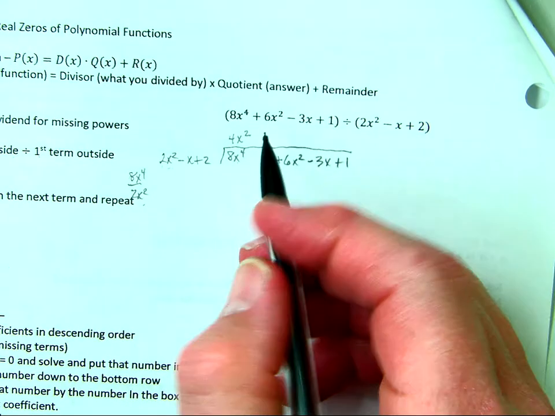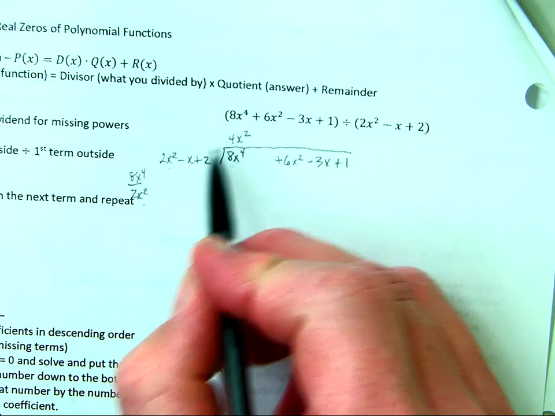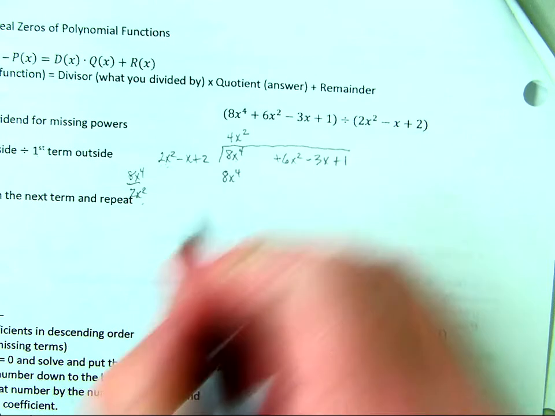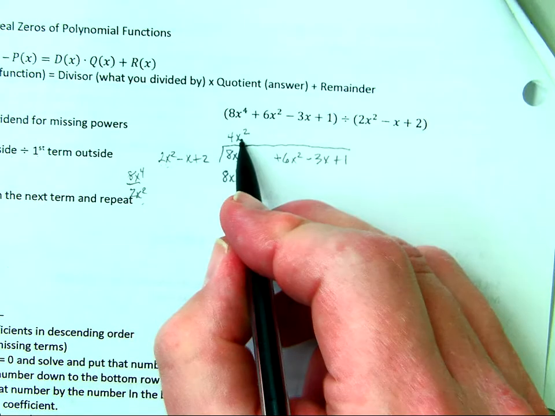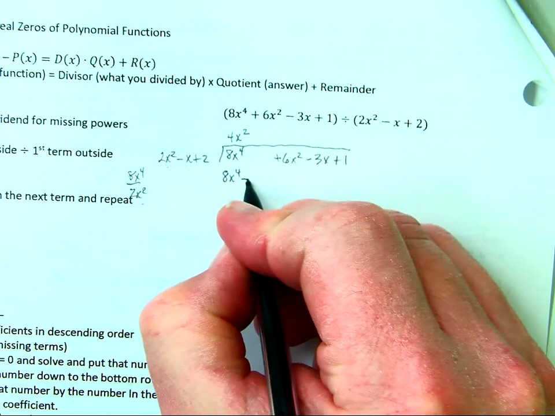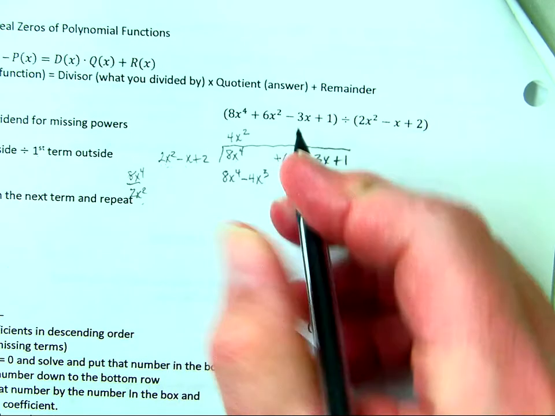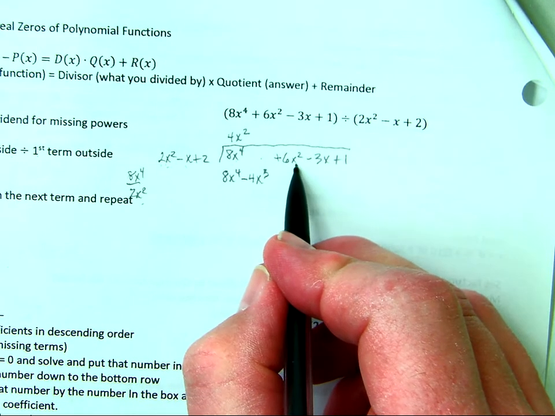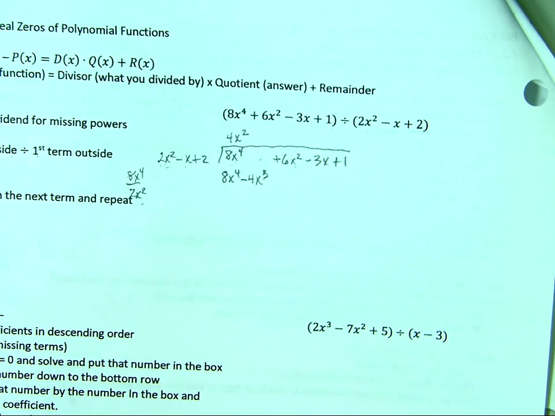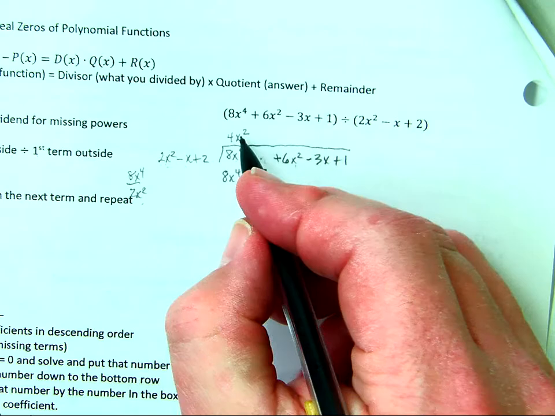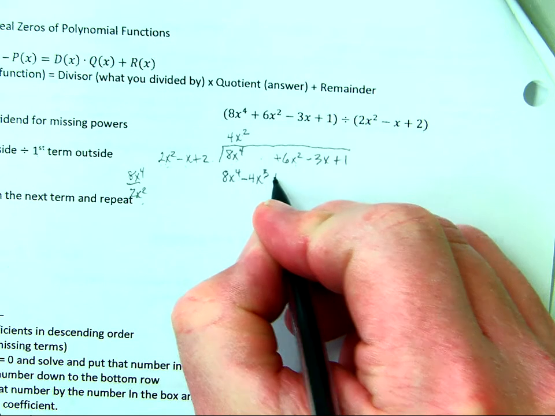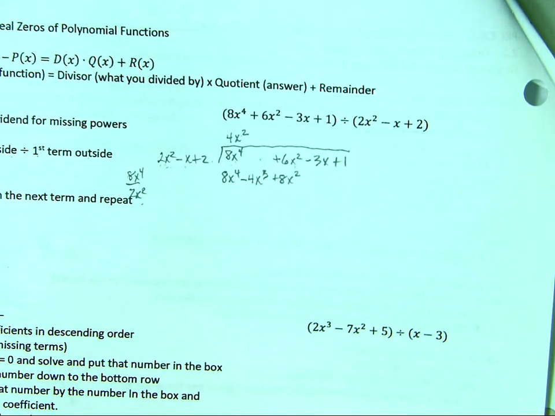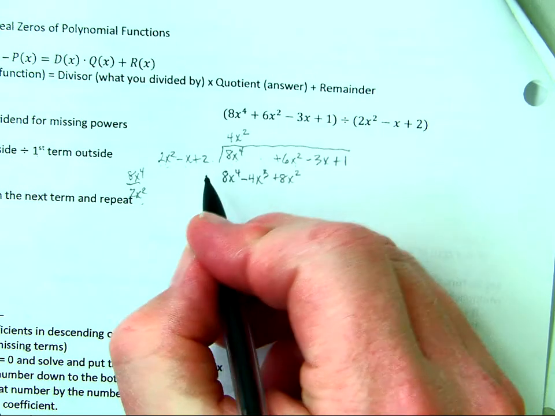Second step is we're going to distribute that. So we're going to take 4x squared times each one of these. Well, this one should be 8x to the fourth if we divide it correctly. 4x squared times a negative x is a negative 4x cubed. Now do you see that's why we left the space? Because I don't want that lined up with the x squared. And then we take 4x squared times 2, that's 8x squared. So we distribute it. The third step is we subtract.